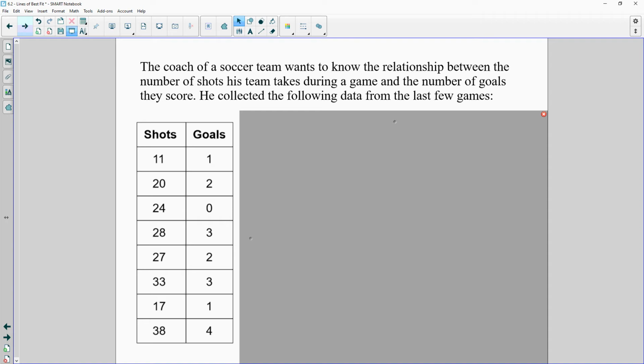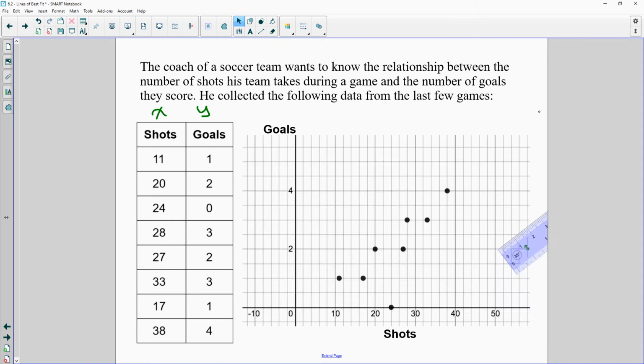So that means the number of goals is going to be the dependent variable. We often think about this as the y variable. And the number of shots we take is going to be the independent variable. We often think of that as x. So the number of shots is going to be on the horizontal axis. The number of goals is going to be on the vertical axis. So I've gone ahead and plotted that data already.